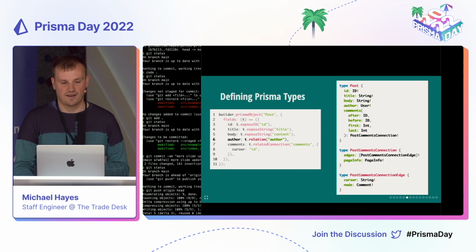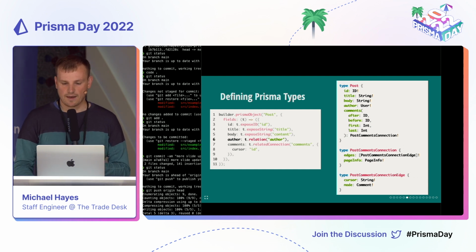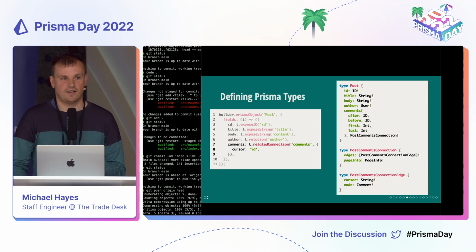So the next thing I'm doing here is defining an author field, which is a relation to another model. In this case, it's a user model. And then finally, we have a comments field. And if you've ever built a Relay compliant API, defining connections can get pretty complicated. So this is a pretty cool method here that will define a fully Relay compliant connection, which basically is a way to expose a paginated list of data.